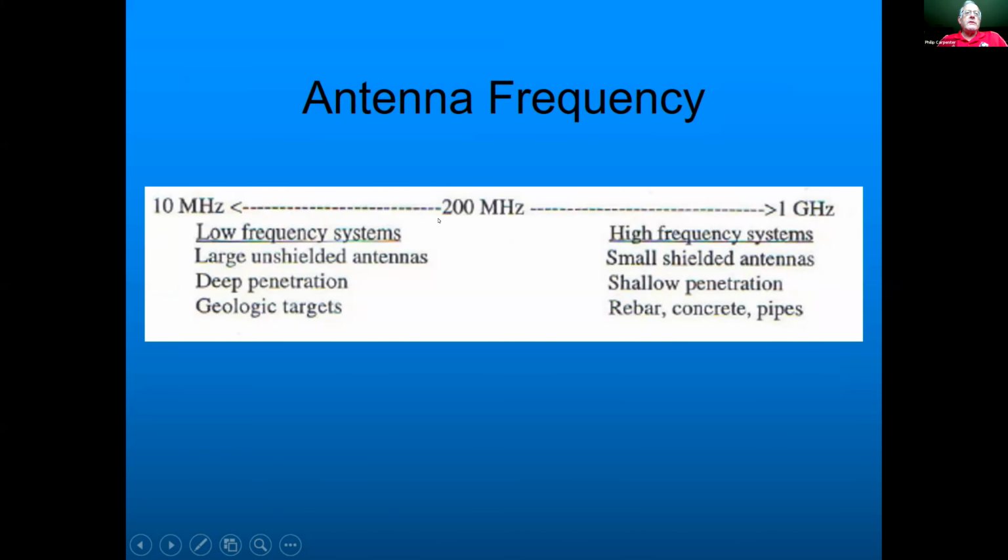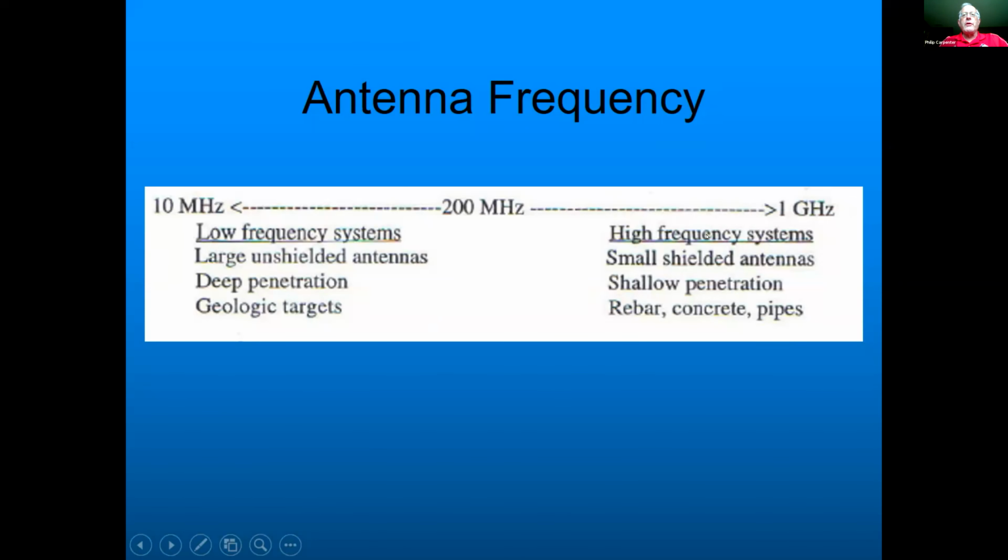For geology work, you don't want anything higher than 200 megahertz, and the lower the frequency, the better. Lower frequencies give you deep penetration for geological targets. Unfortunately, you have unshielded antennas, which means a lot of noise can come in.